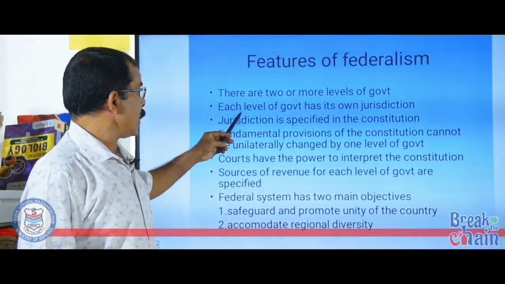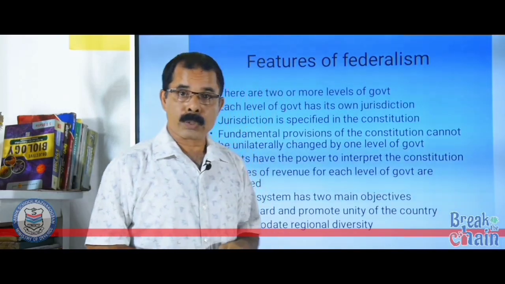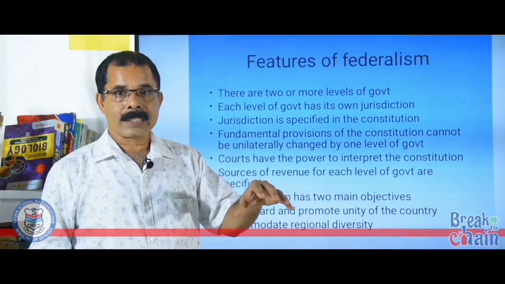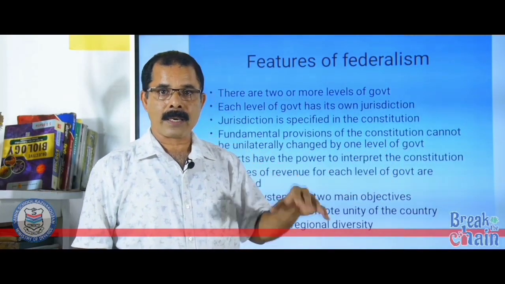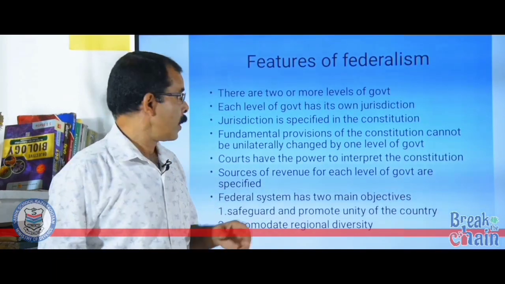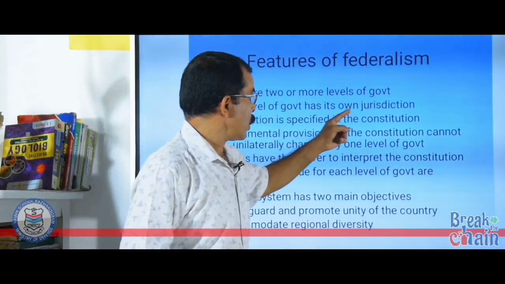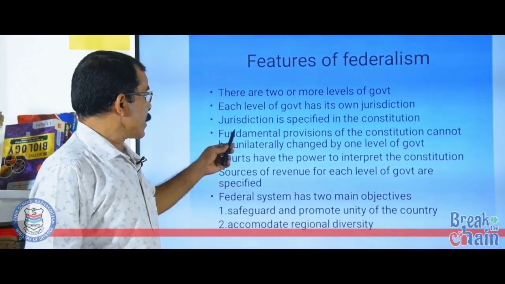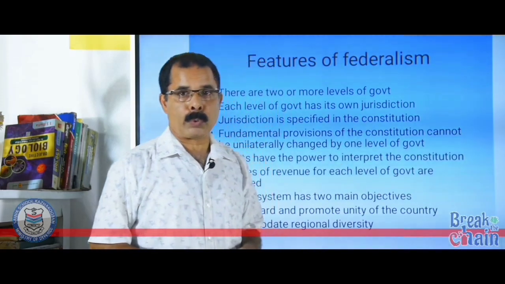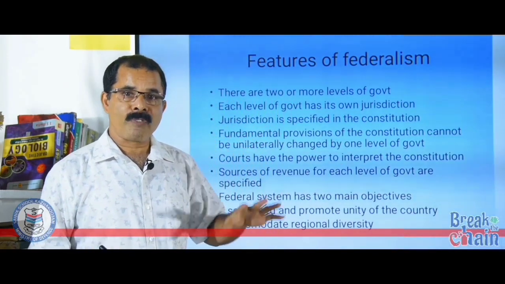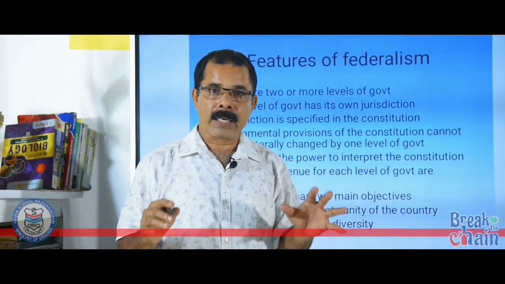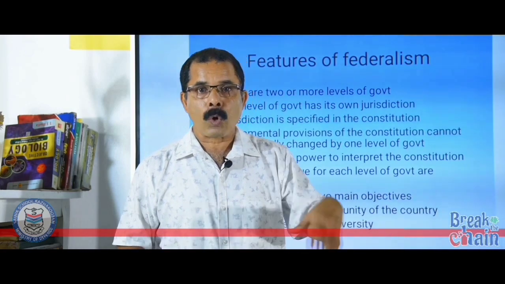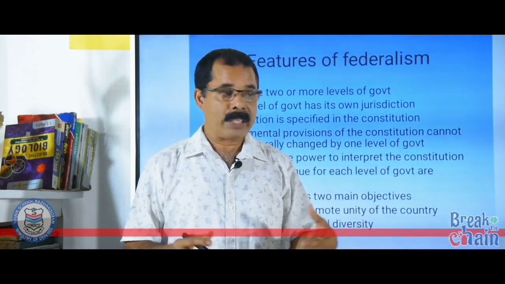The second feature, each level of government has its own jurisdiction. The constitution very clearly defines the powers of central government, state government and the local self-governments. Each level has got its own jurisdiction, which means area of power. Third, the jurisdiction is specified in the constitution, which means that the powers of each level is very clearly defined in the constitution so that no one can encroach upon the powers of each other.